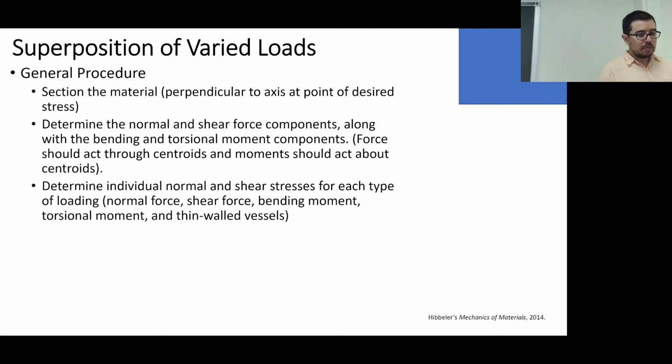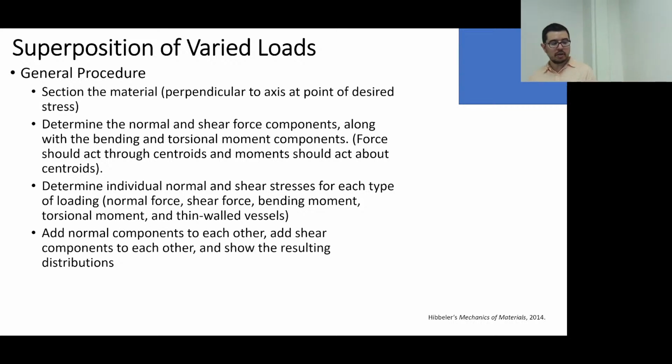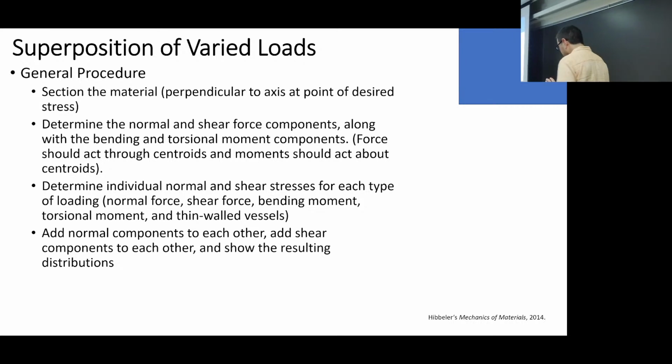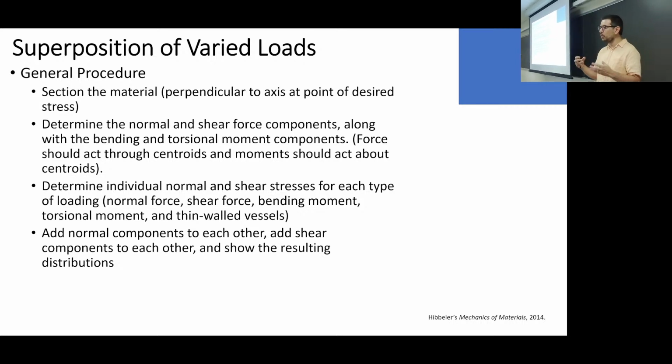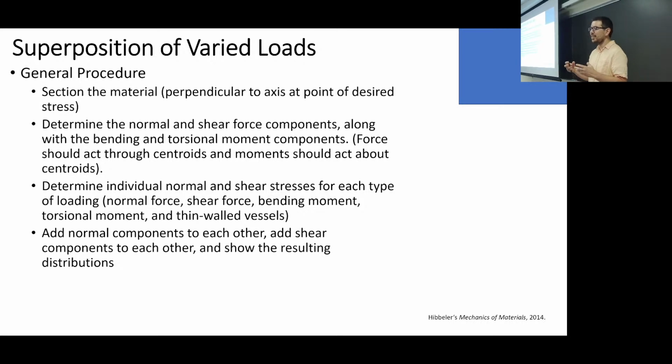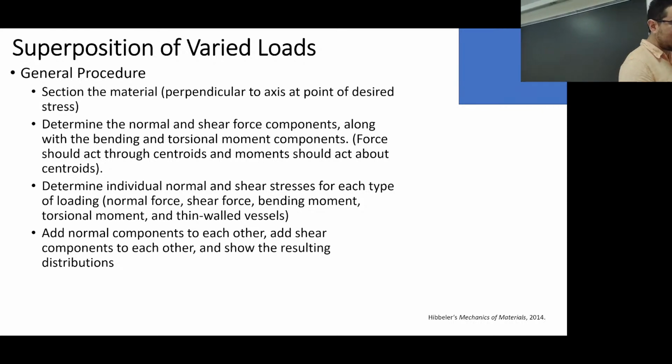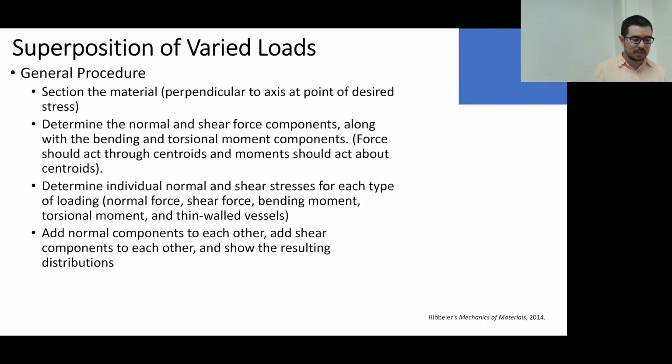We're going to determine individual normal and shear stresses for each type of loading, and we're going to add the normals to each other and add the shears to each other. This is just repeating that multiple choice question and what I said before. It's so important. Please, it's like adding stress and strain to each other. Don't do it, because they don't have the same units and they're very different concepts. Of course they're related, but it doesn't make sense.